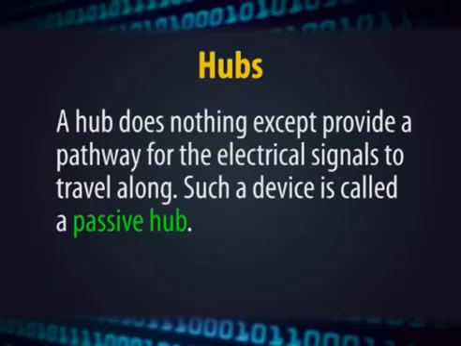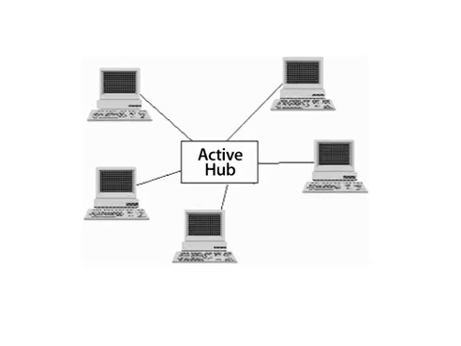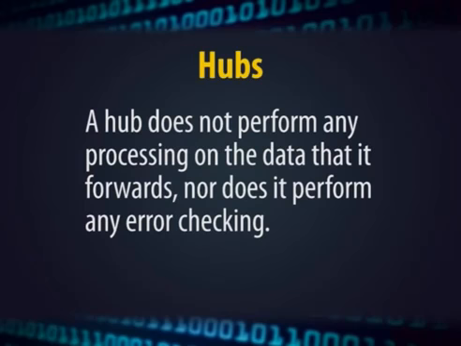In its most basic form, a hub does nothing except provide a pathway for the electrical signals to travel along. Such a device is called a passive hub. Far more common nowadays is an active hub, which as well as providing a path for the data signals, regenerates the signals before it forwards them to all of the connected devices. A hub does not perform any processing on the data that it forwards, nor does it perform any error checking.